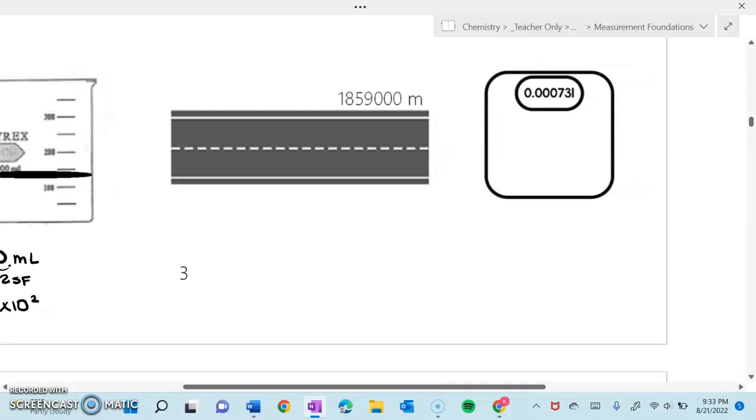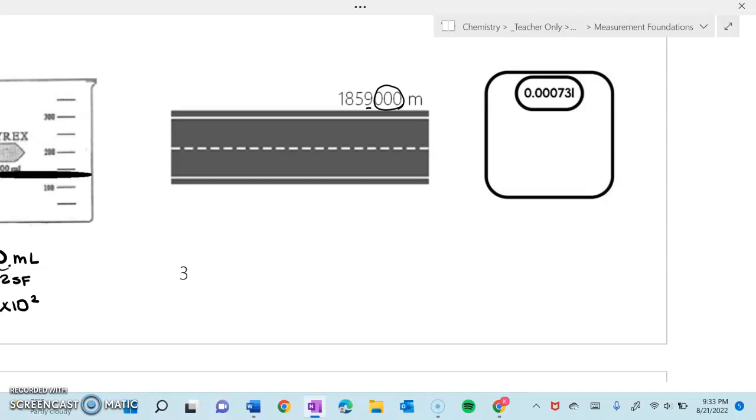Let's do this length measurement here. We do not need to estimate this time, it's just been given to us. So our number here is 1,859,000 meters. So what this number is communicating to us is that the thousands place was estimated, and now we have these placeholder zeros that are not significant. Therefore, our number has 4 significant figures to the estimation. The rest are just placeholders. Always look for those placeholders. Those are the ones that are not part of the measurement.